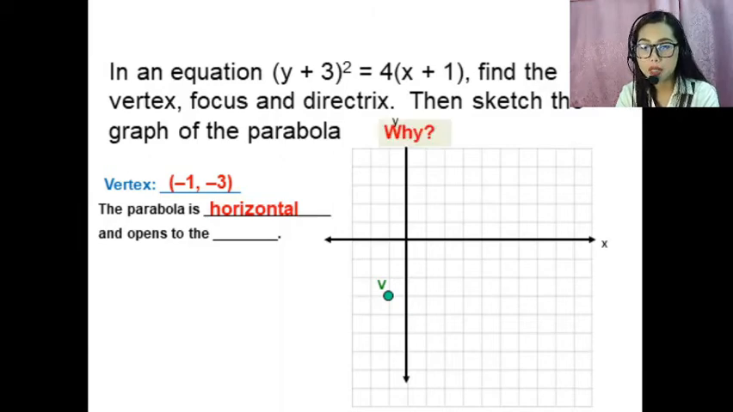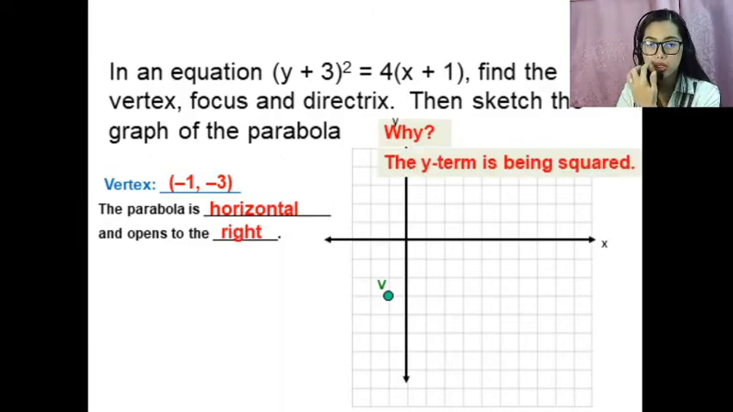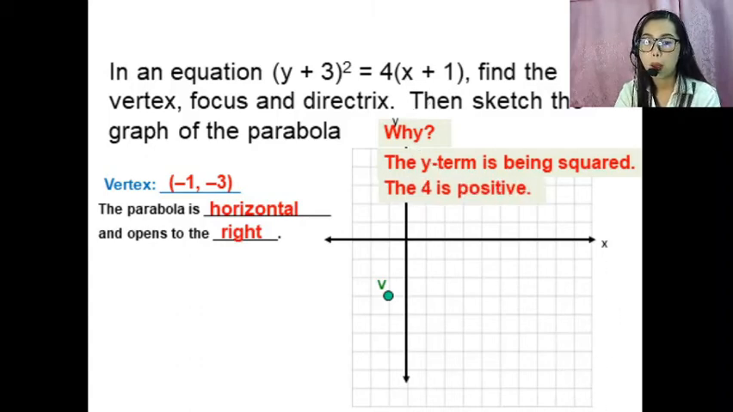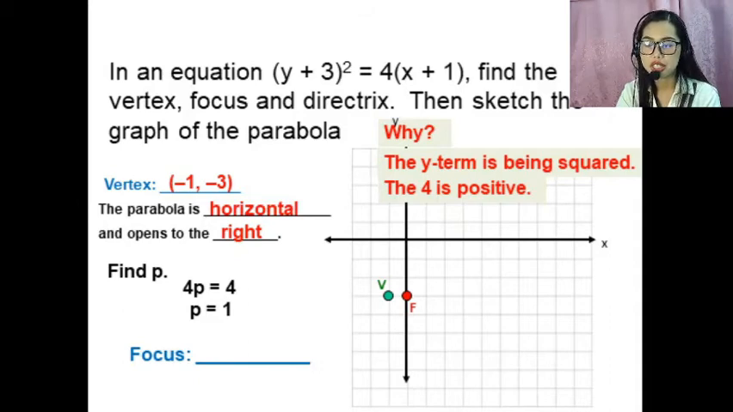And it opens to the right, because our p is positive, which is 4. All right. So next we're going to find p. Again, to do this, you equate 4p equals 4, which means our p is equal to 1. In that case, our focus is at (0, negative 3), because to find the focus, you have (h plus p, k). So our h is negative 1, our p is positive 1, so negative 1 plus 1 is 0, and our k is negative 3.